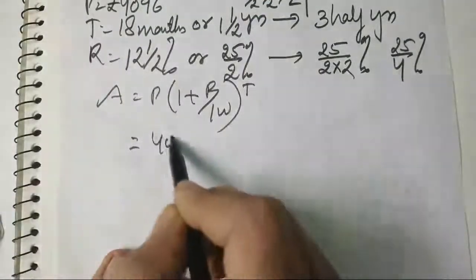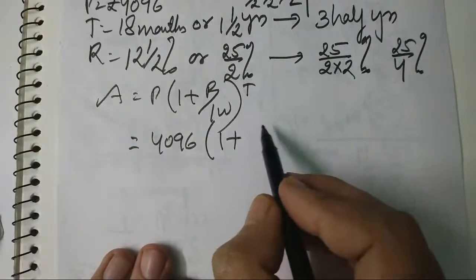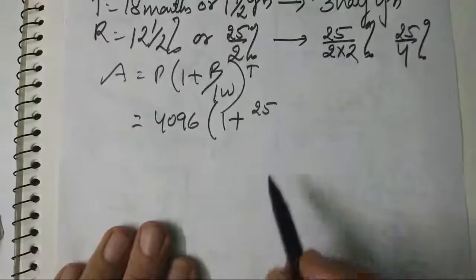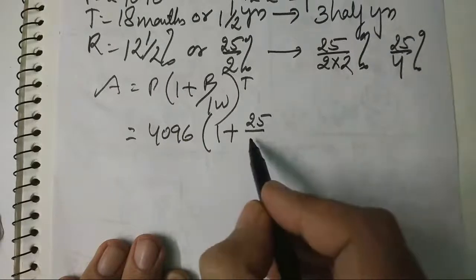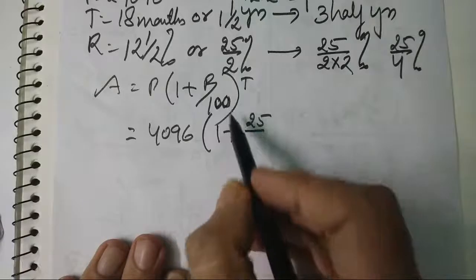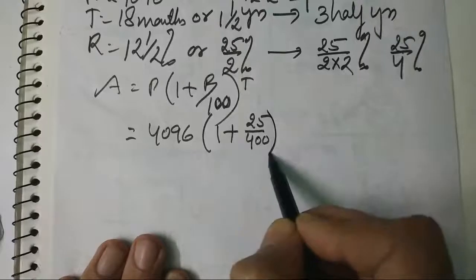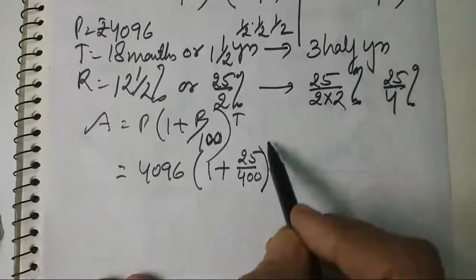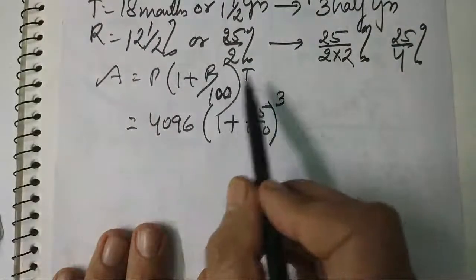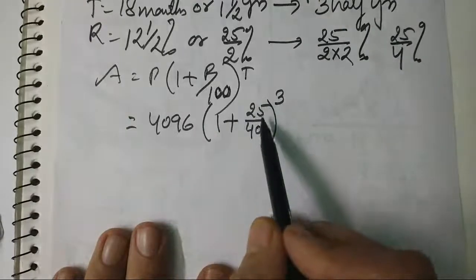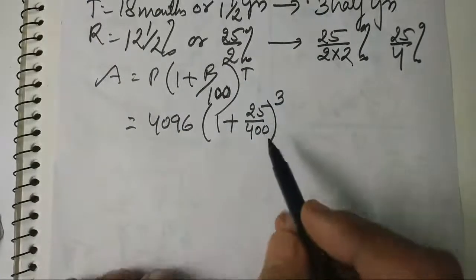Principal is 4096. 1 plus R is equal to 25 upon 4. When you bring down 4, there is already 100 here. This 100 will be multiplied by this 4. So it will become 400 and the power will be 3. So you will write here 3. So A is equal to P (1 + R/100)^n, 4096 (1 + 25/400)^3. Now you will just simplify and you will get the answer.